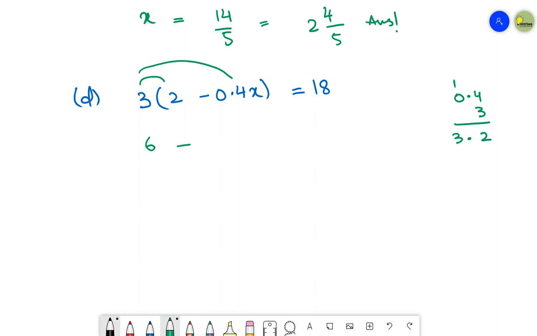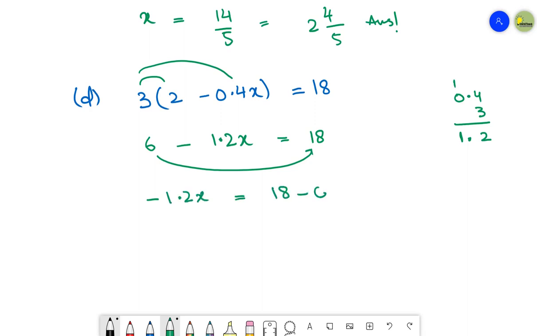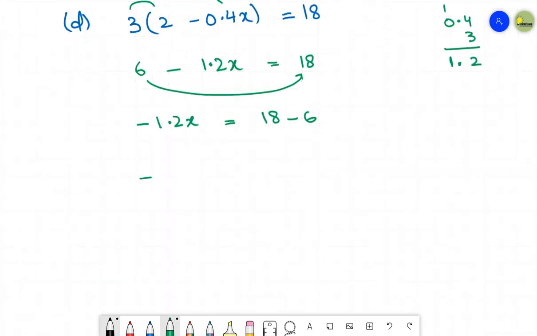Okay, so no, it's not 3.2. It is 1.2, I think. Why? Because 3 fours are 12, 1 and 2, and 3 zeros are 0, so you are supposed to write only one, that is the carry. So 1.2x will be written here equals 18. Now this 6, that is a constant value, will be shifted to the other side of the equation. You have minus 1.2x equals 18 minus 6. 18 minus 6 gives you 12.